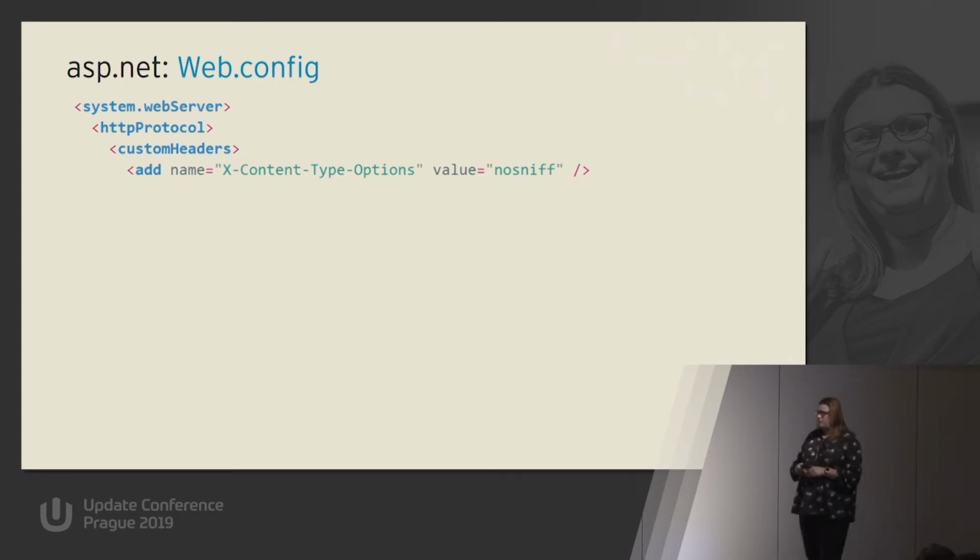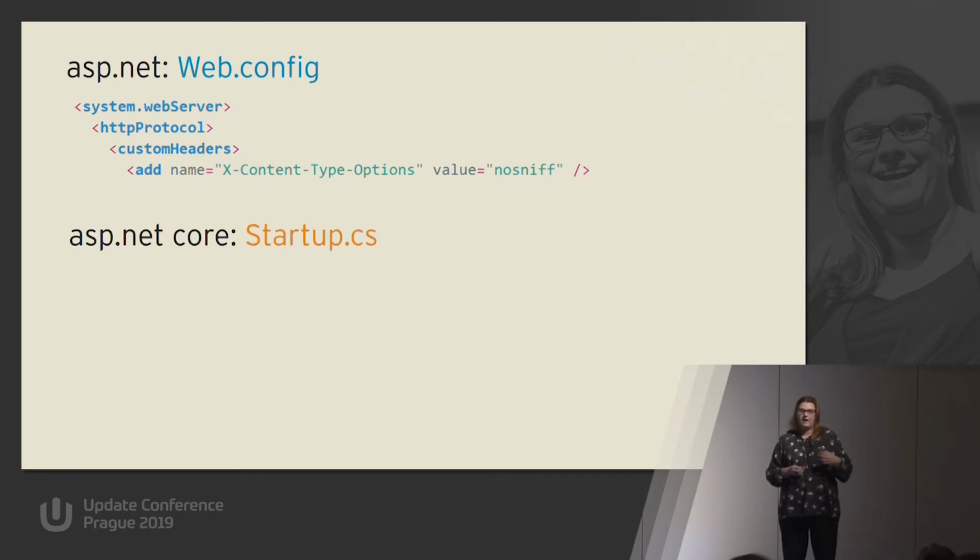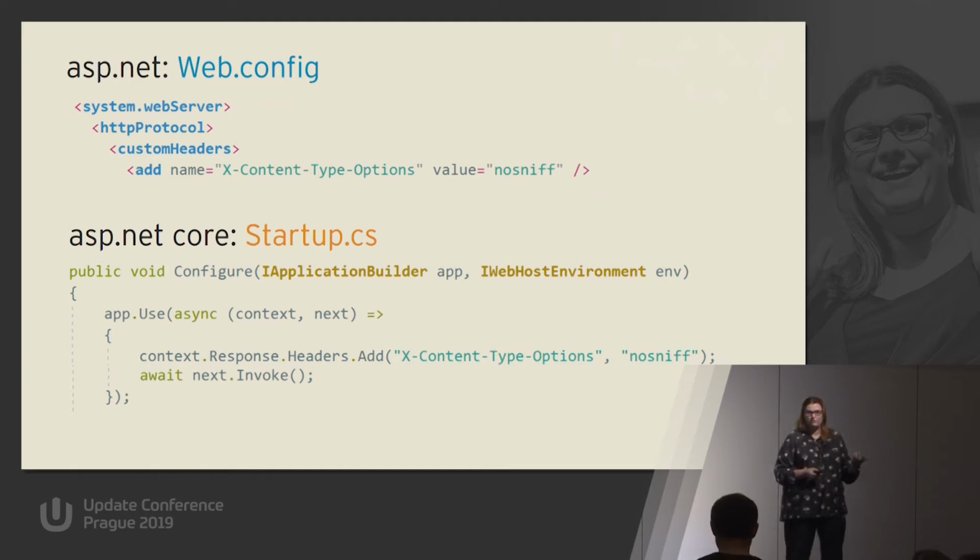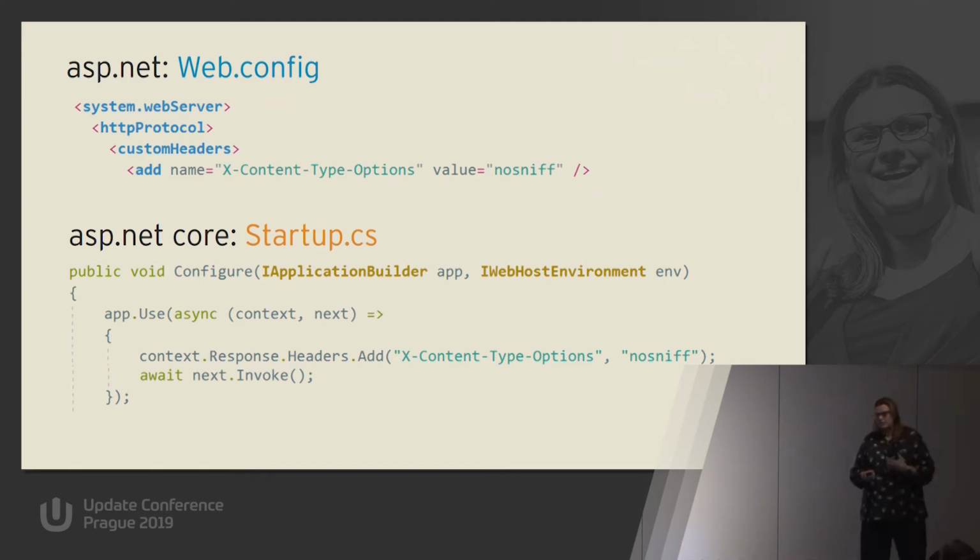And if you are on Core, you want to add it in your middleware. So you need to look for your Startup.cs file and your Configure function. And inside of that, you add it to your application builder with this lambda, and you add your header to the response.